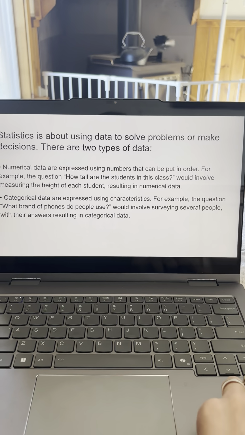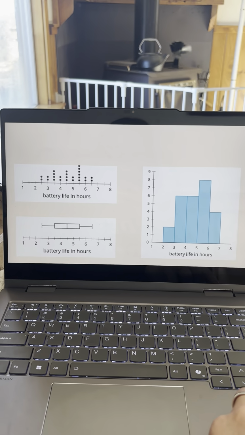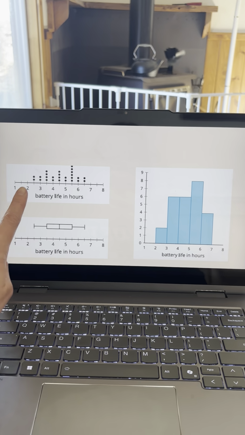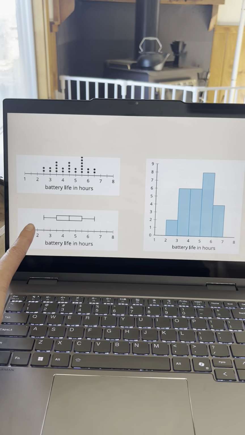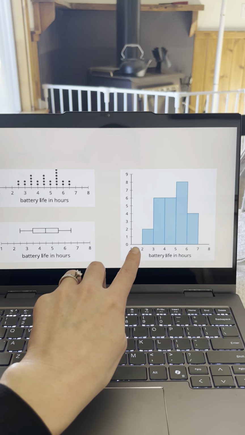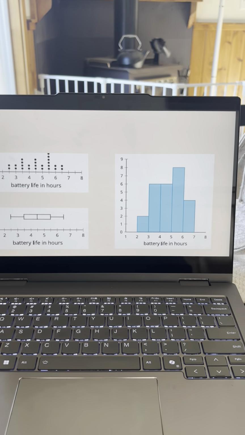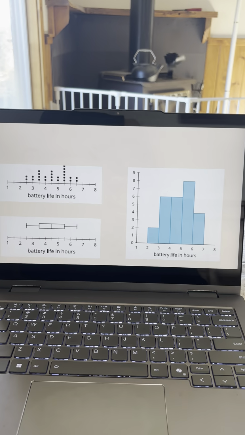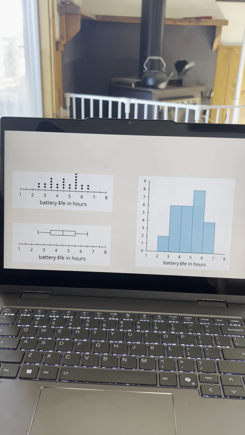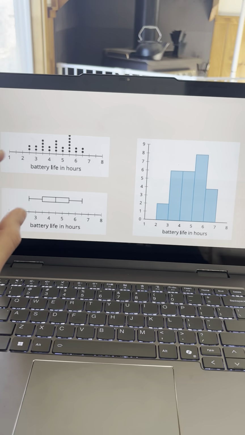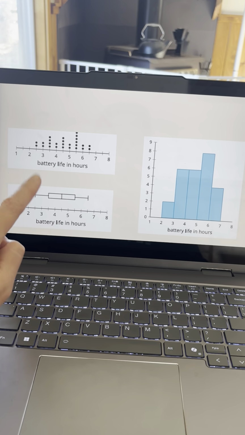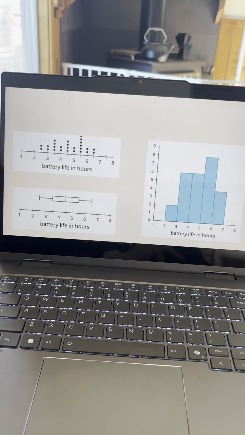that they use. Then we looked at these and we talked about how this is a dot plot. This is a box plot, also called box and whiskers, and this is a histogram. It's not a bar graph, it's a histogram. It's a little bit more detailed. And we just talked about how all 3 of these graphs are talking about battery life in hours, and they have the same information they use, but they are displayed in different ways.